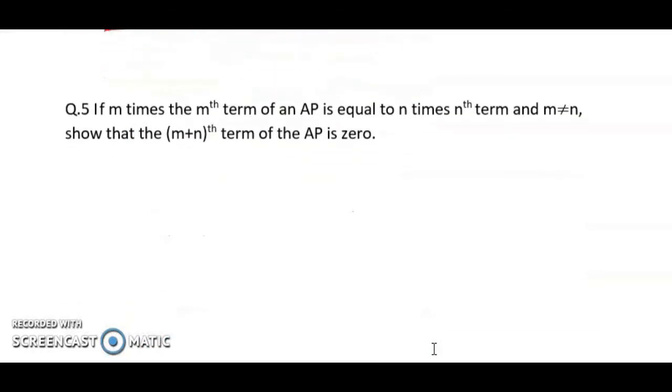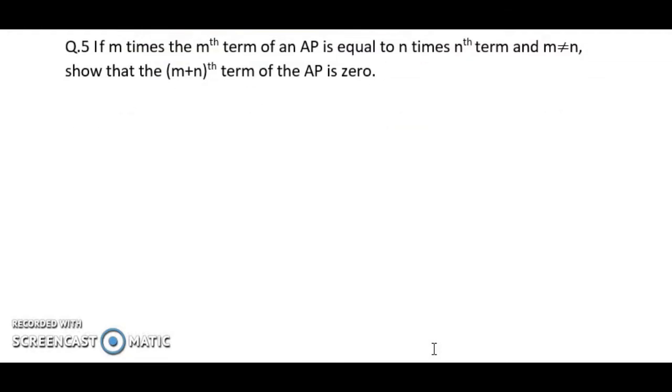Let's move to the next question similar to that question. M times the mth term of an AP is equal to n times the nth term, and m is not equal to n. Then prove that the m plus nth term of an AP is 0.